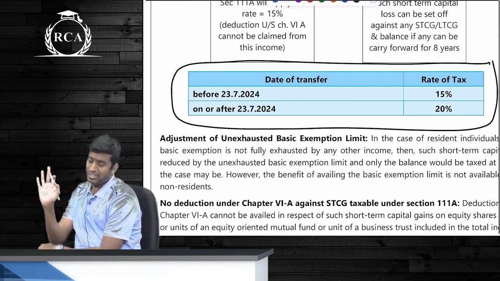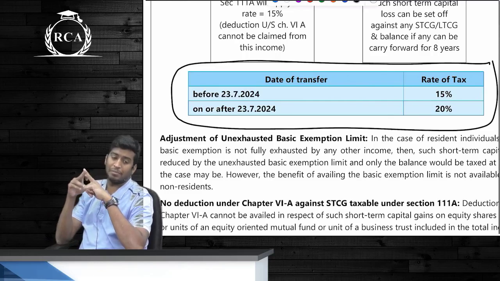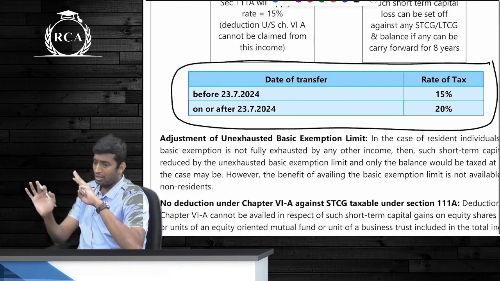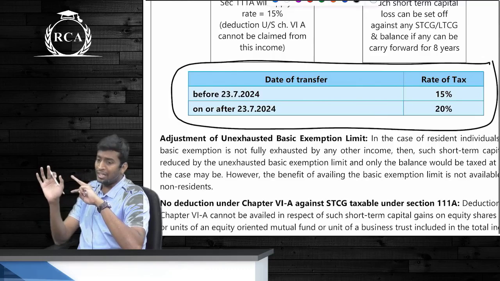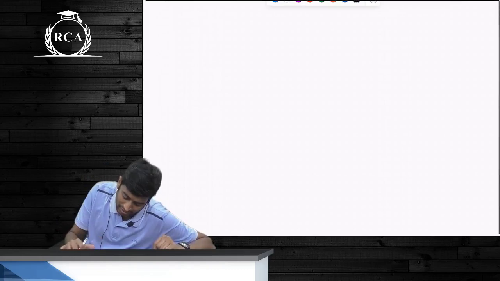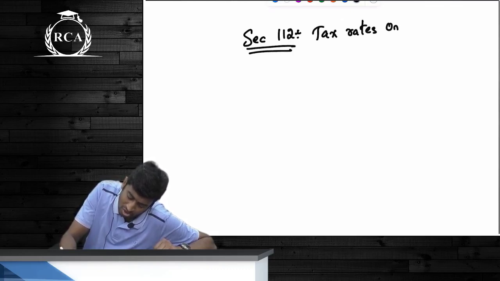Okay. So once again, three changes as of now in the capital gains chapter. Number 1, change in the type of capital asset, period of holding. Number 2, 112A. Number 3, 111A. And the amendment that came, which is the most important, is the section on tax rates on LTCG.